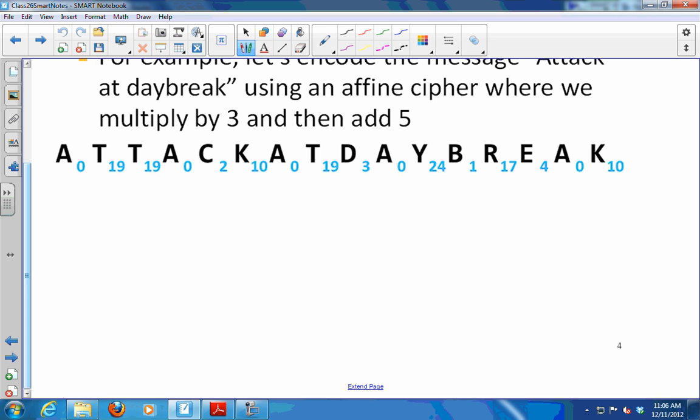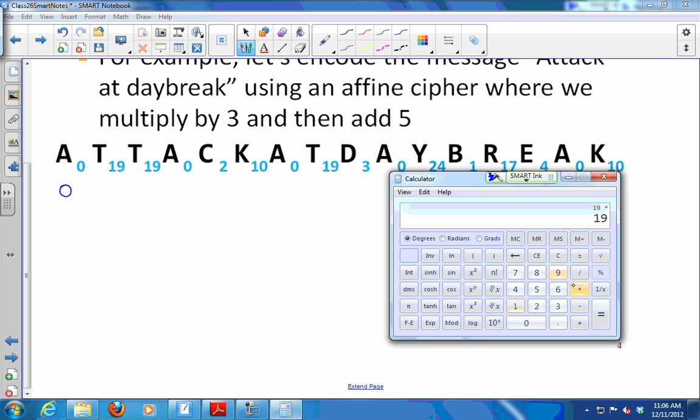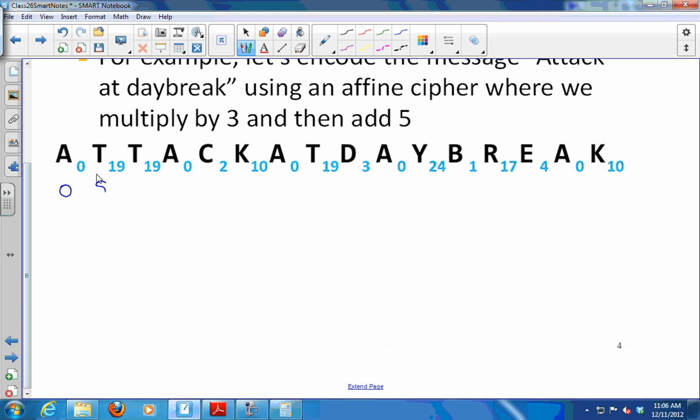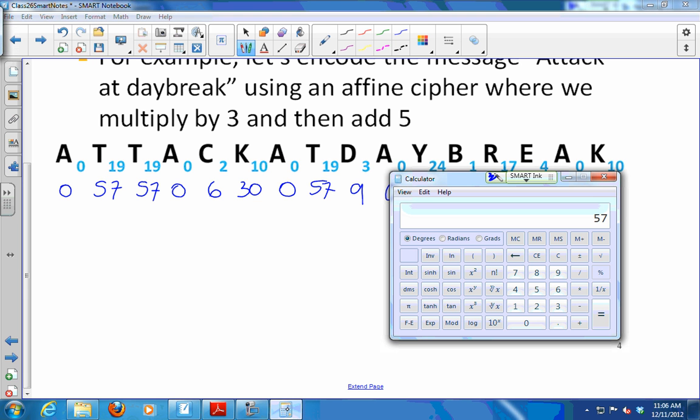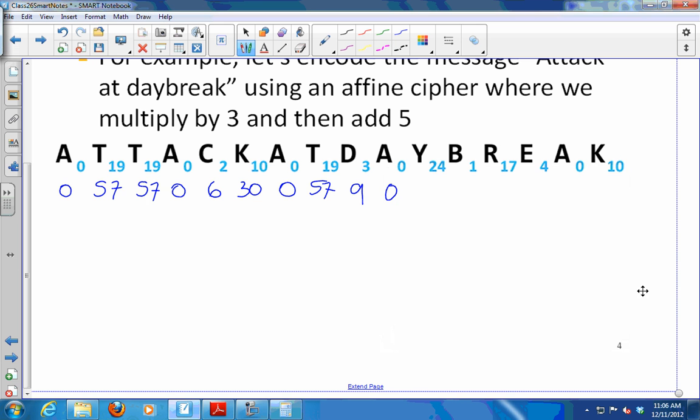So 0 times 3 is 0. 19 times 3, I might need a calculator. 57, okay. 57, 57. 0 times 3 is 0. 2 times 3 is 6. 10 times 3 is 30. 0, 57. 3 times 3 is 9. 24 times 3, 72. 1 times 3 is 3. 17 times 3, 51. 4 times 3 is 12. 0, 10 times 3 is 30. Okay, so I've done multiplication by 3.